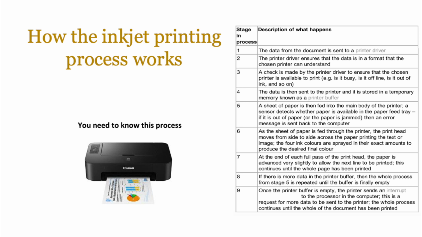A sheet of paper is then fed from the main body of the printer. A sensor detects whether the paper is available. If it's out of paper, then it sends an interrupt back to the computer telling it to stop the printing because it has a problem. If everything works out, the sheet of paper is fed through the printer. The print head moves from side to side across the paper, printing the image line by line.